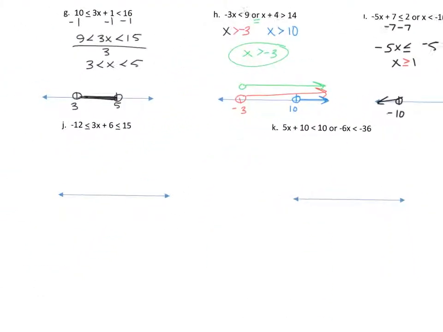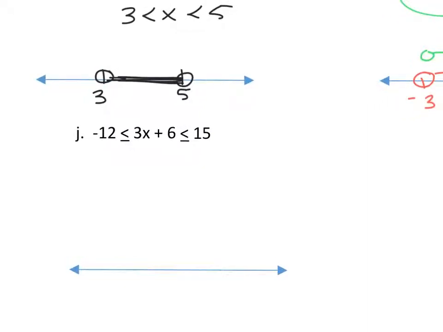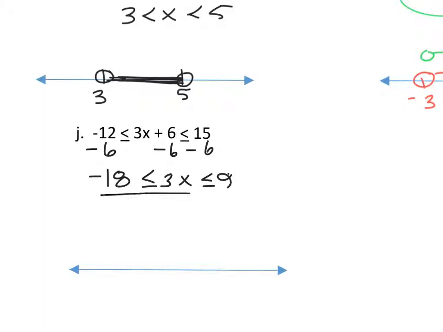Okay, a couple more. So this is another and where I'm going to solve in between. So I subtract 6 from each side. And then I'm going to divide everything through by 3. So it's negative 6 is less than x is less than or equal to 9. So I'm going to shade in between negative 6 and 9 and make sure they're both closed dots because these are both equal to.